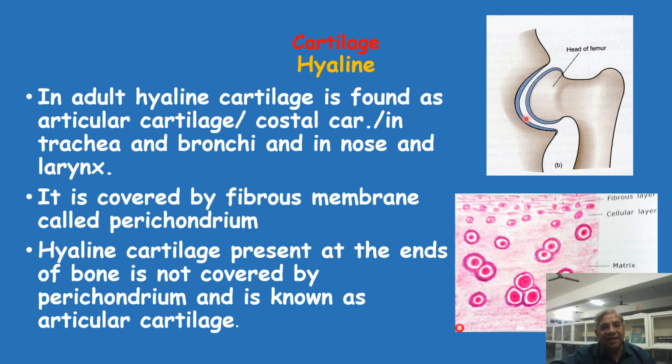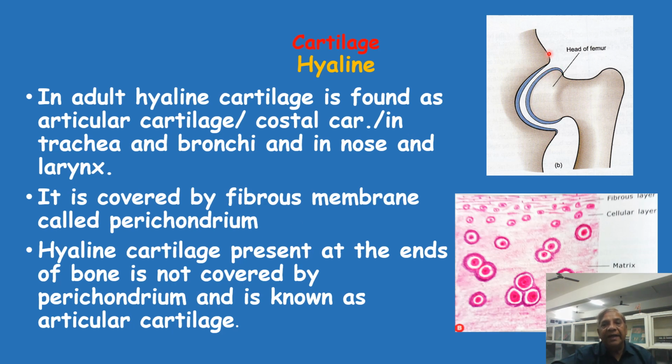Now, if you see a hyaline cartilage, it is covered by a fibrous membrane. In a similar way, where the bone is covered by a fibrous membrane called periosteum, in the case of cartilage it is called perichondrium. So bone is covered by periosteum and cartilage is covered by perichondrium. A membranous covering is always there in the cartilage, just like the periosteum in bone. Now, hyaline cartilage present at the ends of the bone is not covered by perichondrium. This is the only exception where hyaline cartilage is not covered by perichondrium.